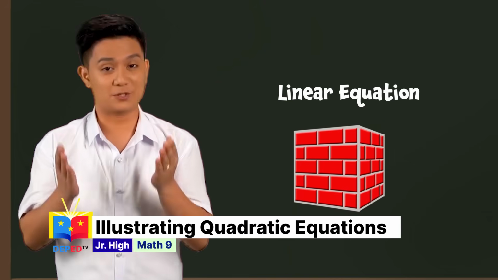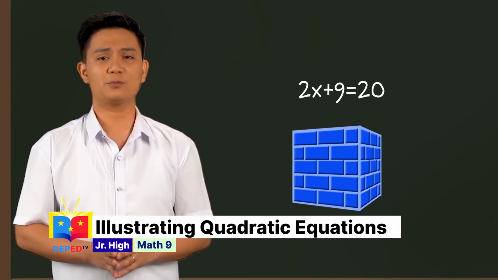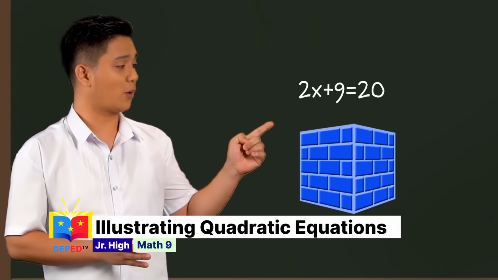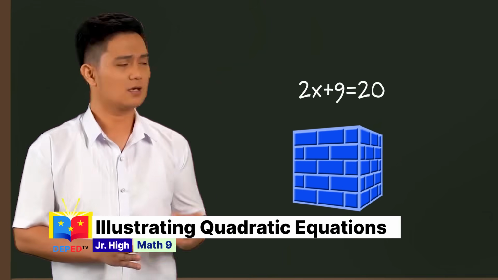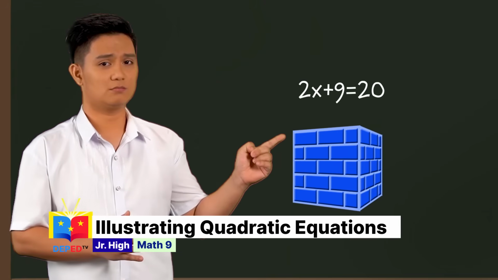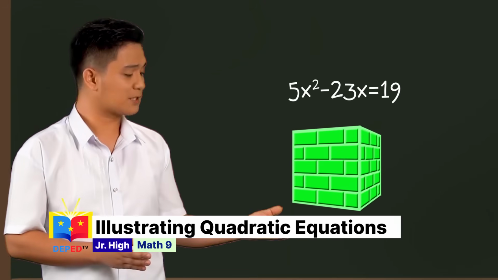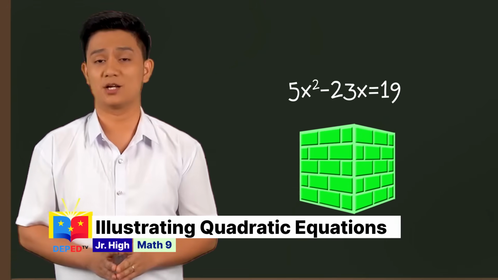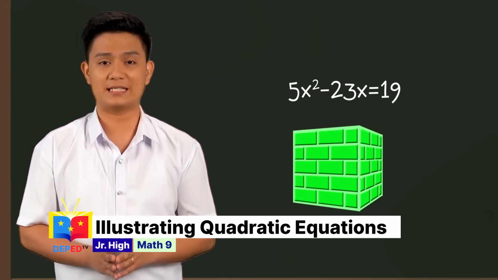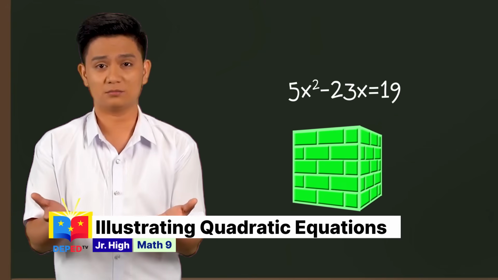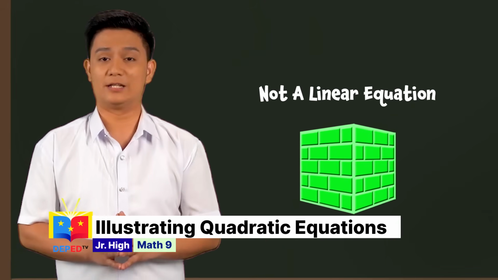Alright, so if you said that it is linear, you are correct. The second brick displays the equation 2x plus 9 equals 20. Is it linear? It is also linear. Now, the last brick displays the equation 5x squared minus 23x equals 19. Is it linear? Clearly, that isn't a linear equation.